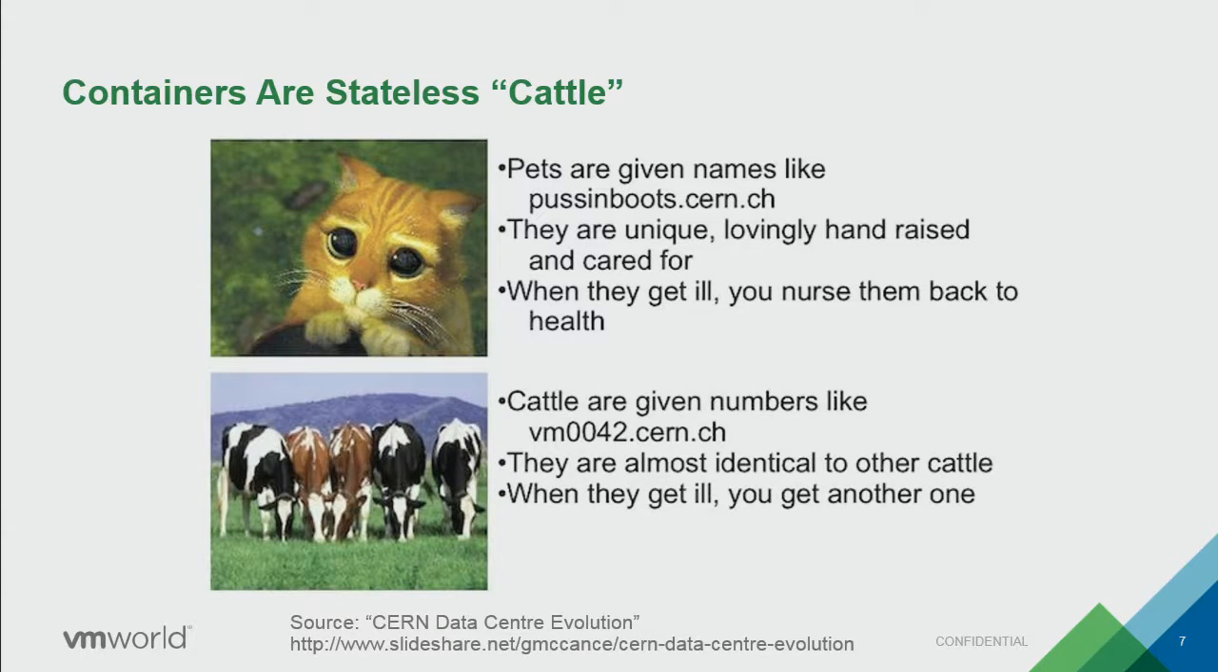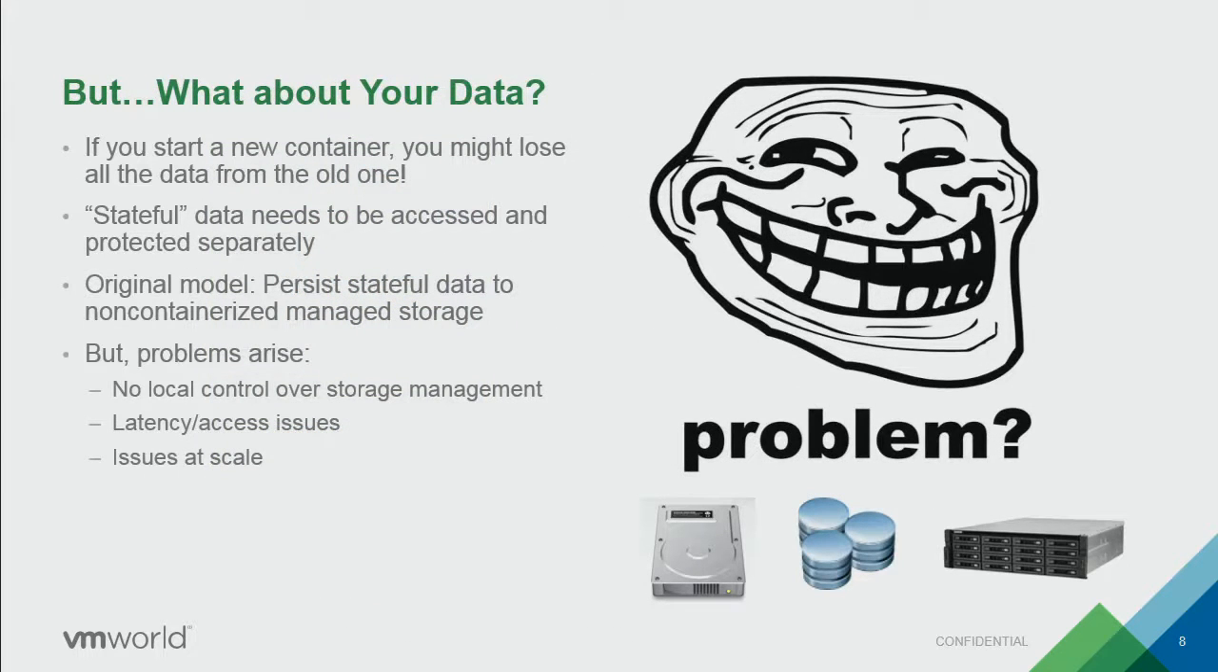Now, this makes a lot of sense for a stateless application. When you delete an app and you start a new one, you don't really care what's happening to the data. But what happens when you actually do care about your data? I love this picture. If you start a new container and you have stateful data, say it's a user configuration, database transactions, customer records, you might lose all of that data as soon as you start a new container. So you know that you're in a 12-factor cloud-native world. Your stateful data really needs to be accessed and protected separately from your stateless data.